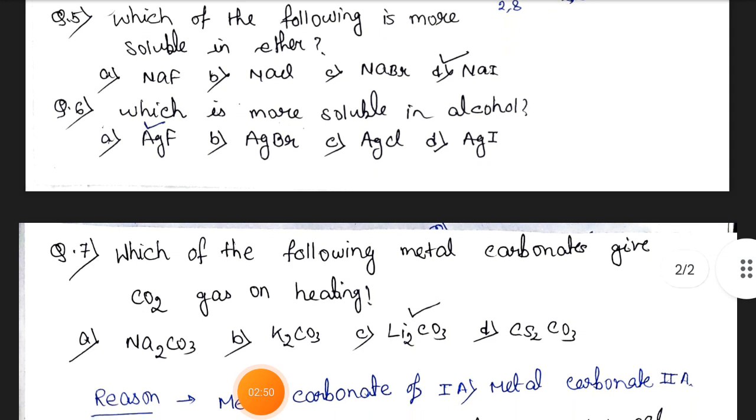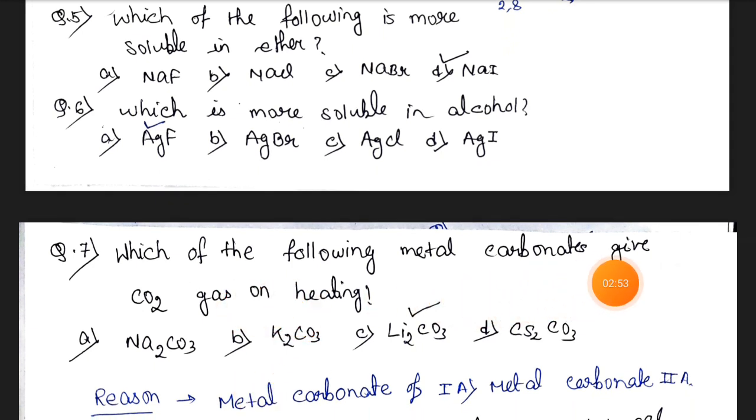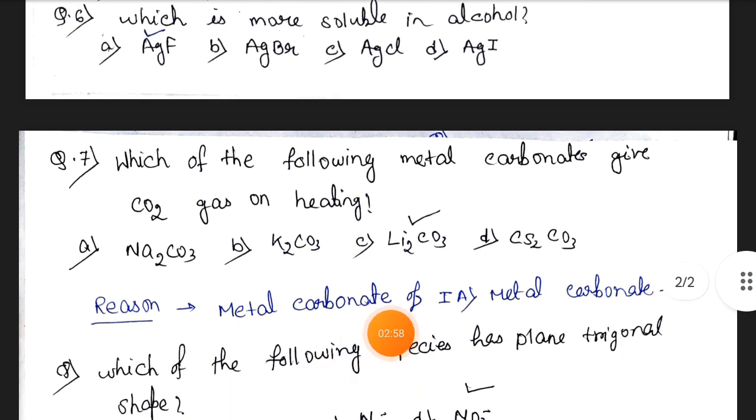Next question: which of the following metal carbonates gives CO2 gas on heating? You know that metal carbonates of group 1A are more stable than metal carbonates of group 2A. So A, B, and D are all metal carbonates of group 1A. But option C, Li2CO3, is a metal carbonate of group 2A. So this is an unstable molecule, so it gives CO2 on heating.